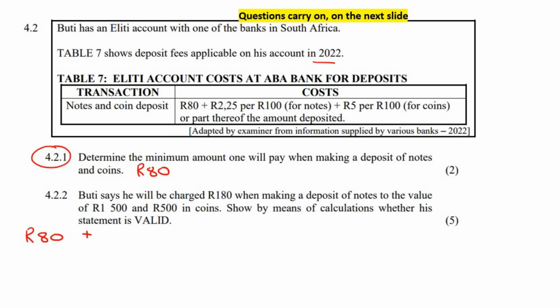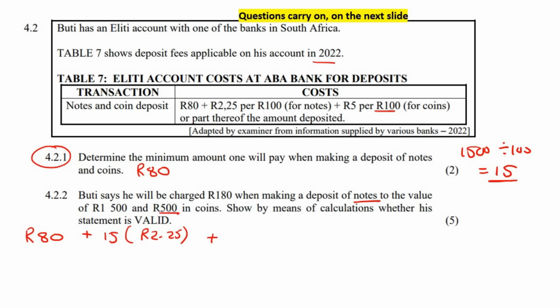Then, for the notes, how many notes is it? 1,500. So, for every 100 Rand in notes, you are going to pay 2 Rand 25. So how many 100 Rands can you fit into that? Well, that's going to be 1,500. If you divide that by 100, that's going to be 15. So there are 15 100 Rands there. And for each 100, you pay 2 Rand 25.